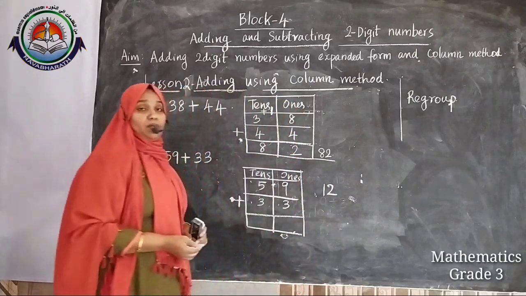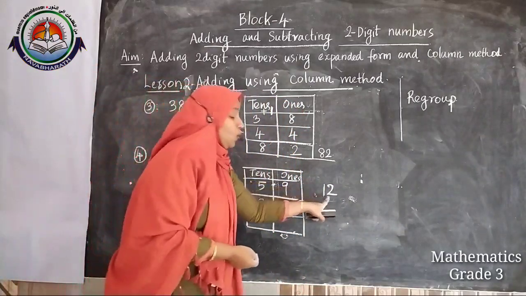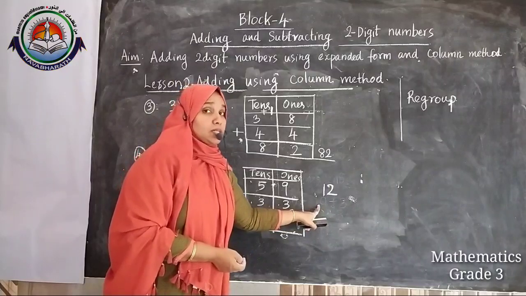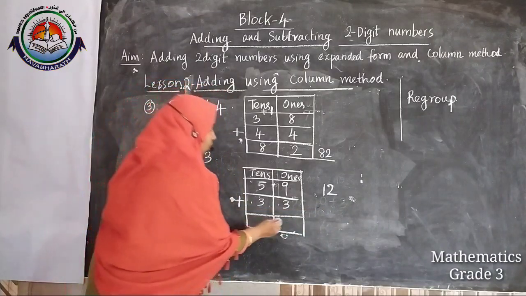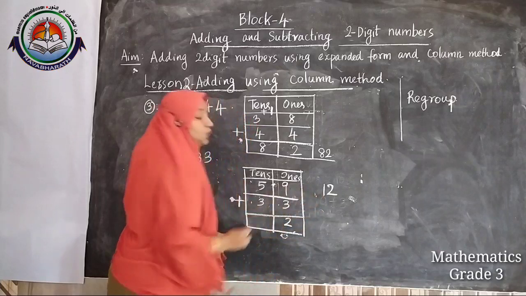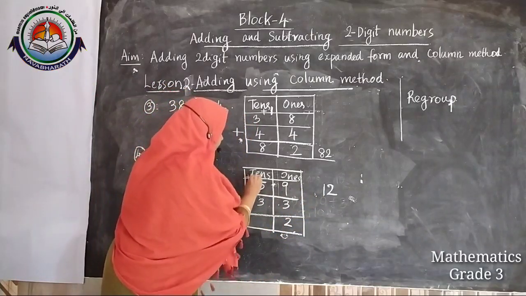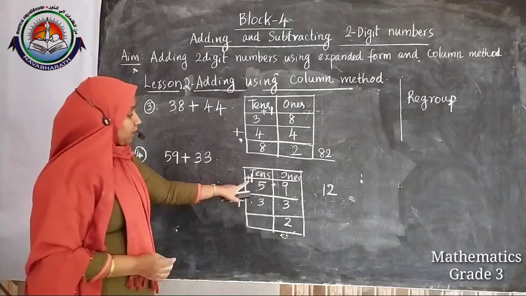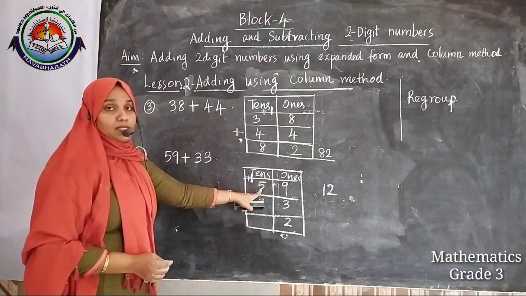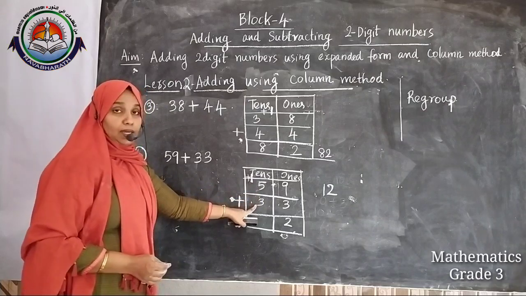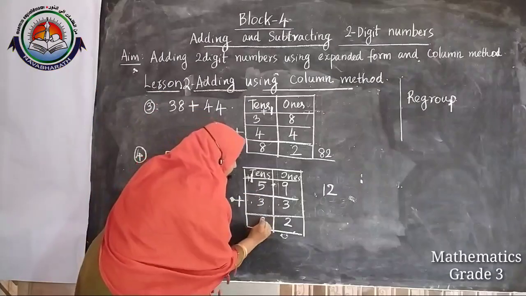So which number do we have to write, 2 or 1? It is 2. Then where to write this 1? We have to write it here. Plus 1 we are adding here. Then 1 plus 5 is 6. 6 plus 3 is 9.